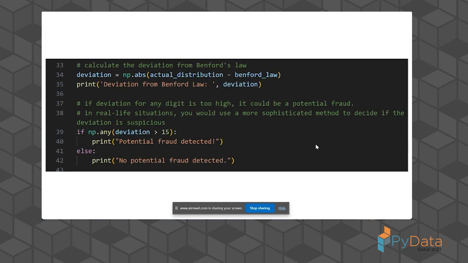We cannot expect exact values here, so an exact match is not possible. We have to consider some error margin, some deviation range. If it is within the deviation range, then there is no possible money laundering. Otherwise, there can be possible money laundering.